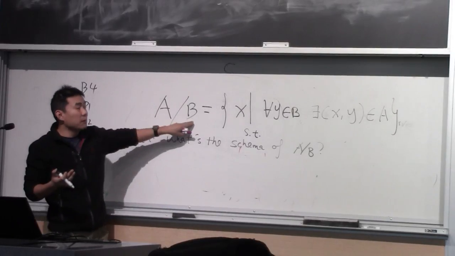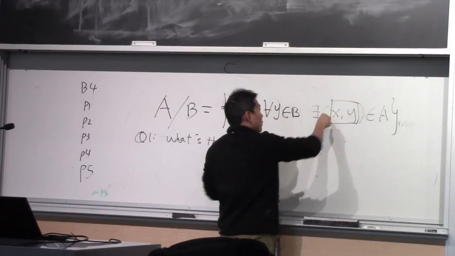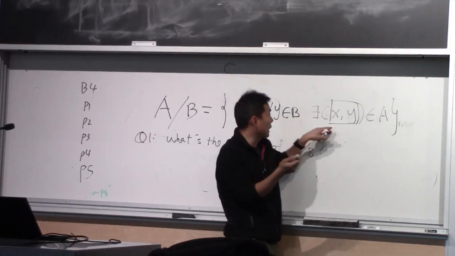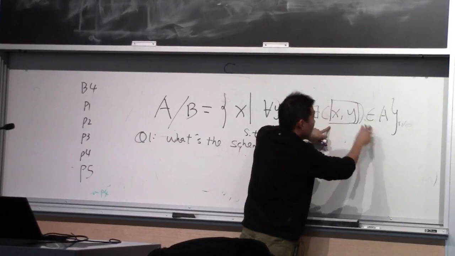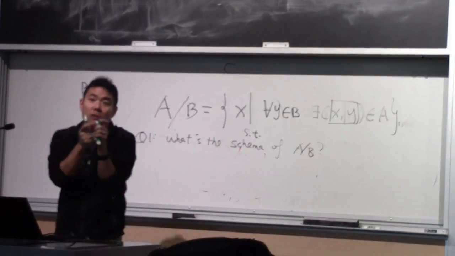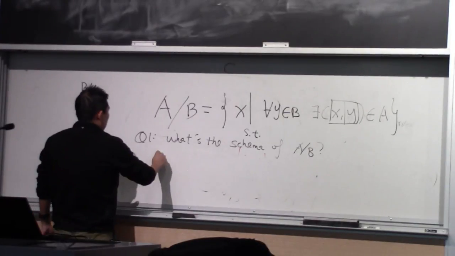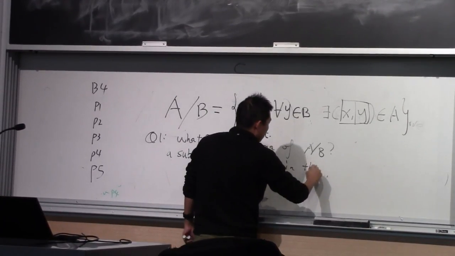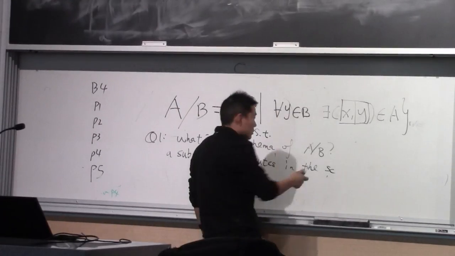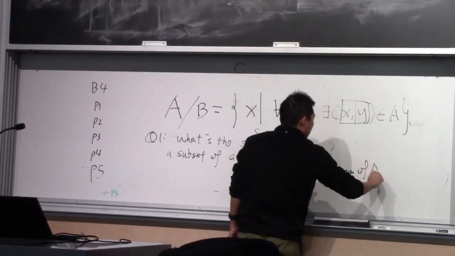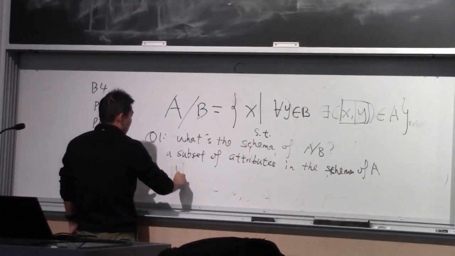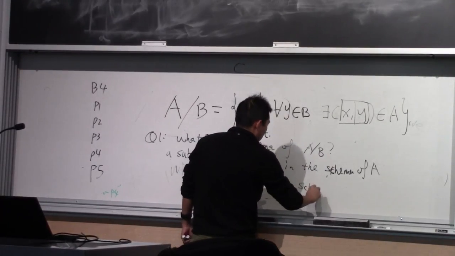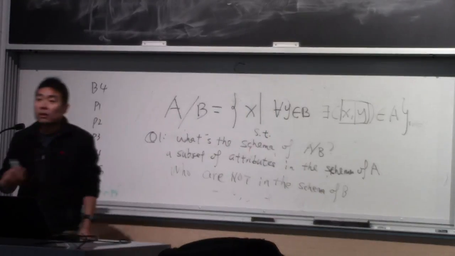It cannot be A, it cannot be B, because x, y together form a well-defined record with respect to A, meaning that x, y together cover all attributes in the schema of A. So x, which is the final output, is a subset of attributes in the schema of A, to be precise. Because A means both the schema and the instance, and I'm only referring to the schema of A. A subset of those attributes in the schema of A who are not in the schema of B. Those are the attributes in the output of division.